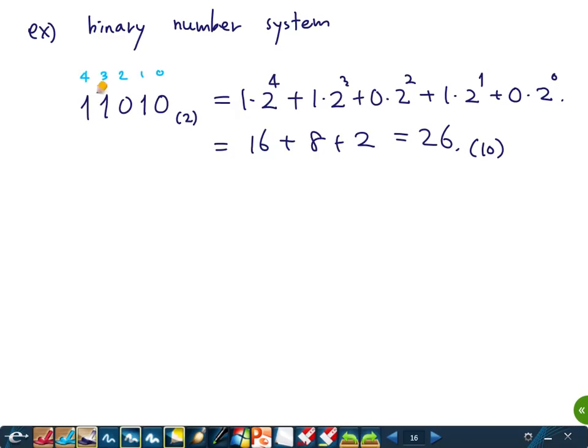So converting a representation in base b into decimal expression is easy like this. You can always do this. How can you go backward? Suppose we have 26 in decimal expression. How can we change this into binary expression, the binary number system?